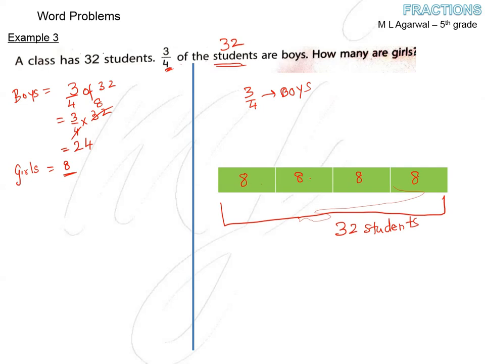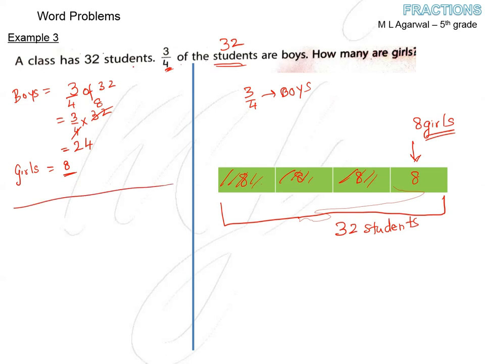So 4 equal parts. Now they are saying 3 of them are boys. 3 parts means this 1, 2, 3. So how many are girls remaining? Naturally 8 are girls. Only 1/4 part is remaining. That is girls. You can even do it the other way round.